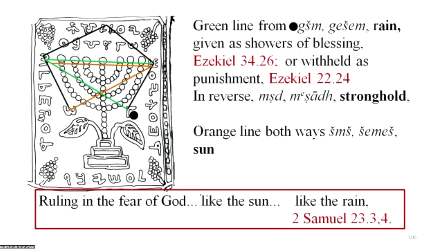If you read the orange line, you can read that in both ways, because if you look at both ends of the orange line, you've got the same letter, the one that looks like a W, and that's actually the triple S. That orange line in both ways says the sun. And if you read the last words, the oracle, the last words of King David, he rules in the fear of God like the sun and like the rain. So the lady's gifts are rain and sunshine.